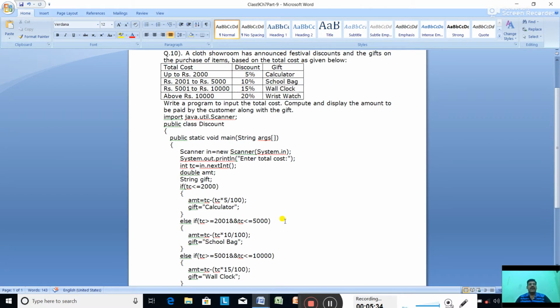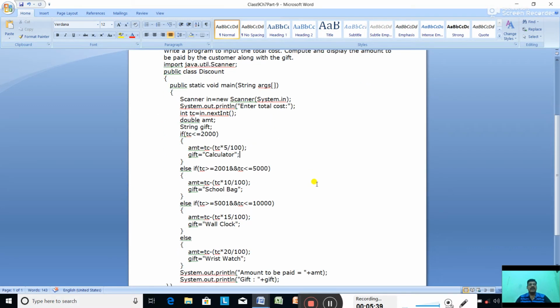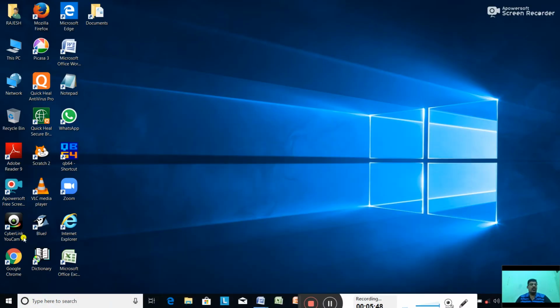Okay. So we have done all the calculation according to the given table. Now print the amount to be paid and print the gift. Now let us compile this program and check the output.